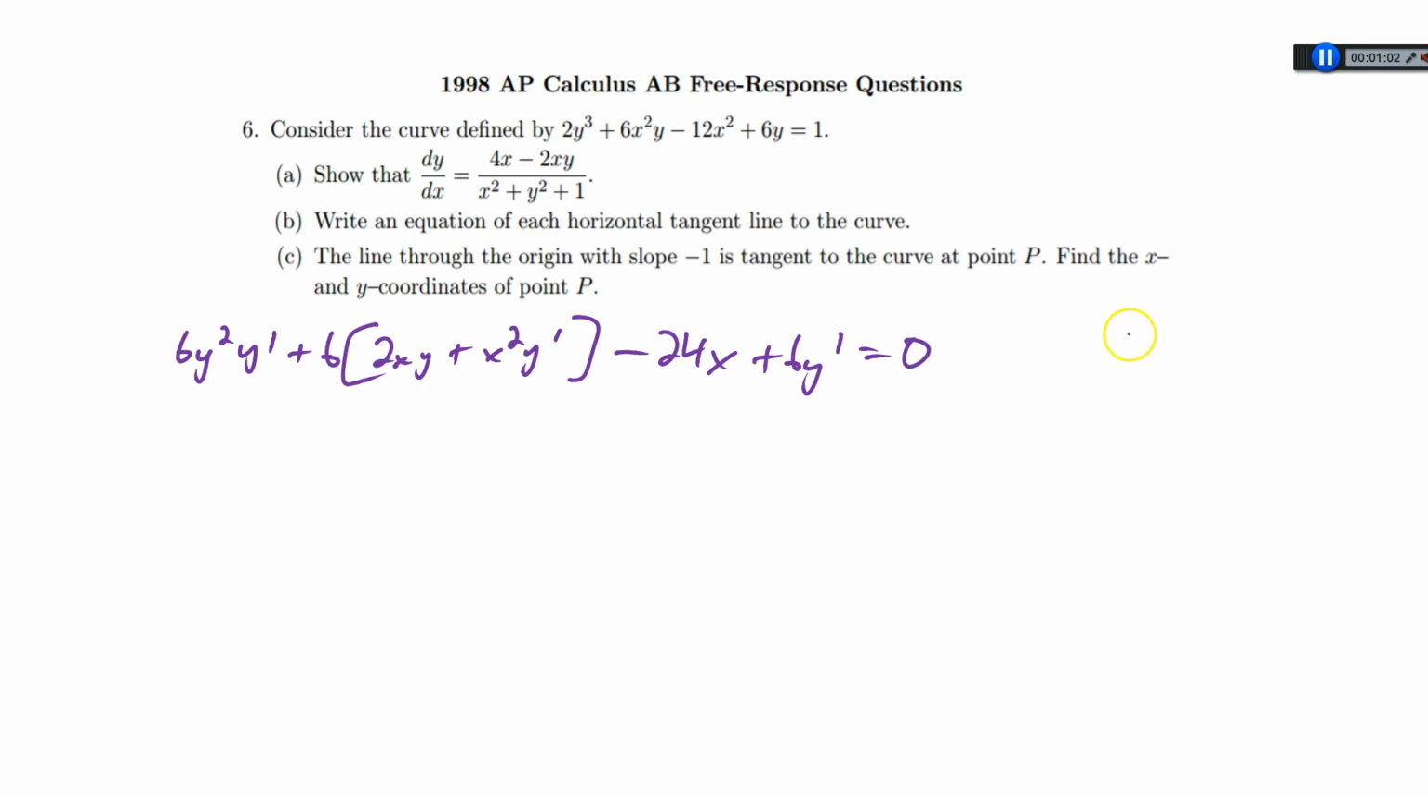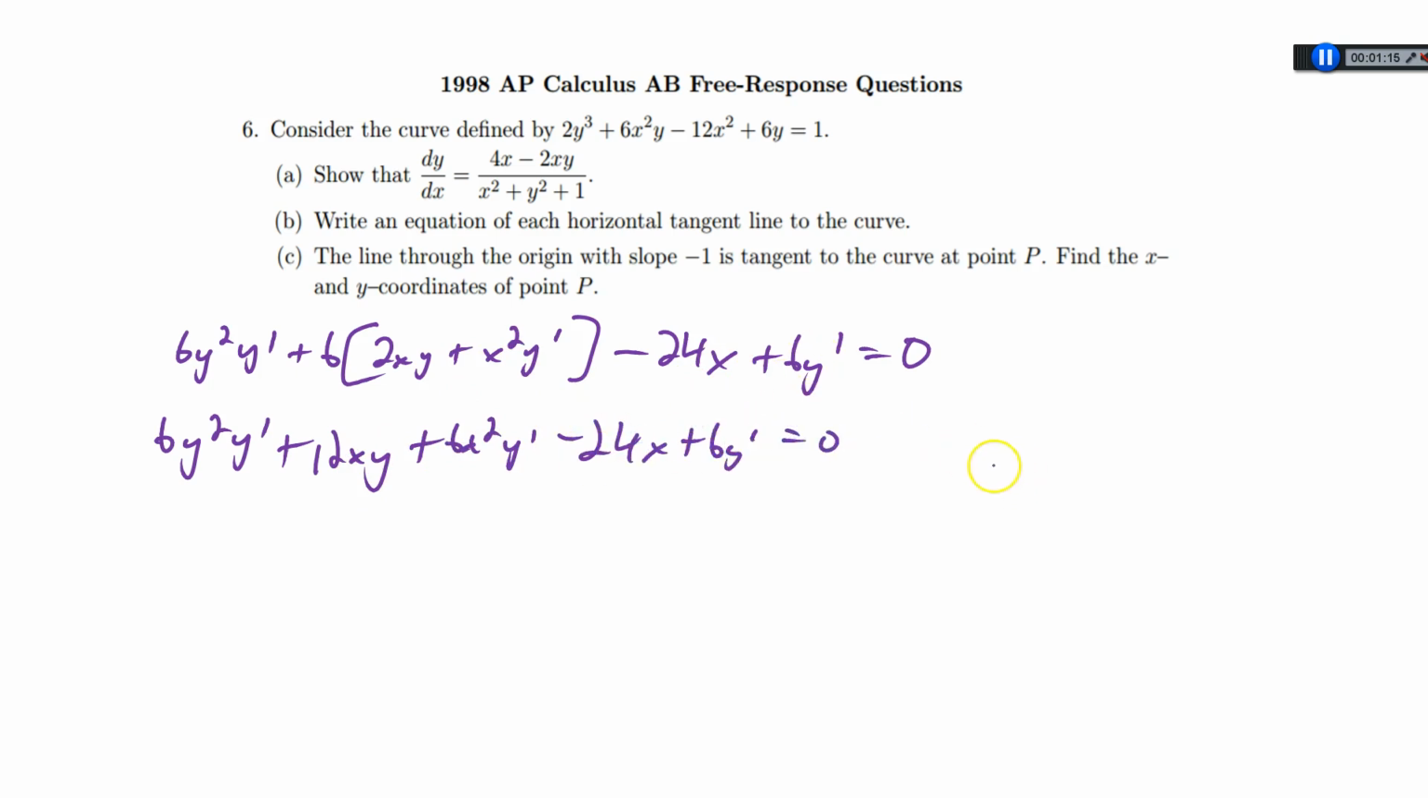Now we got to get our y primes all together. So I have 6y squared y prime plus 12xy plus 6x squared y prime minus 24x plus 6y prime equals 0. Let's take a look at how they did it. It looks like they have positive x squared, positive y squared. So I'm going to want to leave everything on the left for the y primes.